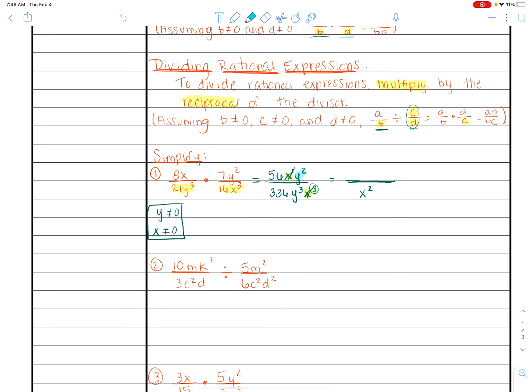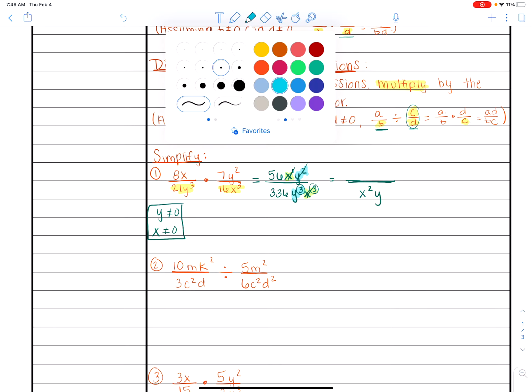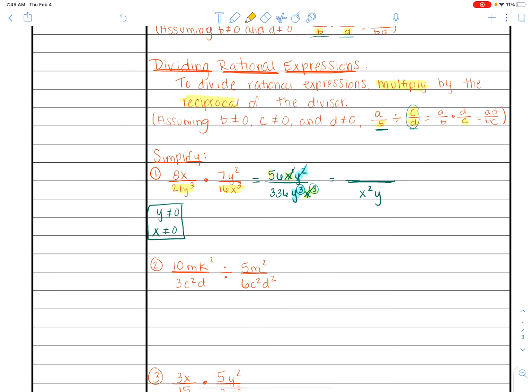The y's, so I'm looking at y squared and y cubed. My y is going to be on the bottom because the 3 is bigger than the 2. And when I subtract those, I end up with 1. The 1 doesn't have to be written. All right, now I can look at my coefficients. 56 over 336. That's just a fraction. 56 divided by 336. So you're going to simplify that fraction just like you've always simplified fractions. 56 goes into 336 6 times.